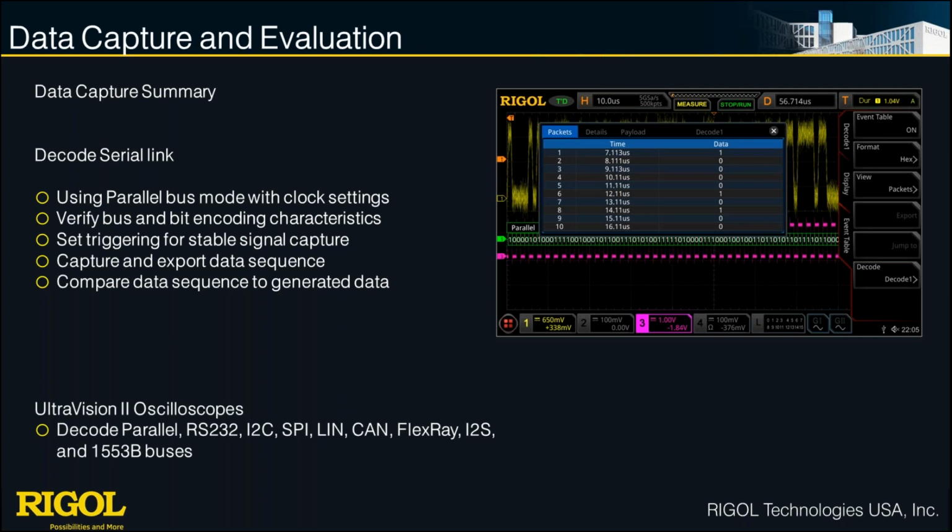And as we said, the UltraVision 2 scopes here really are capable of some advanced decoding as well as triggering. On the decode side, these instruments can do things like parallel bus, RS-232, I2C, and SPI, as well as some automotive buses, LIN, CAN, FlexRay, and I2S and 1553B buses. So it's a really wide variety of serial buses that you can both directly trigger on and then decode just in the oscilloscope itself.